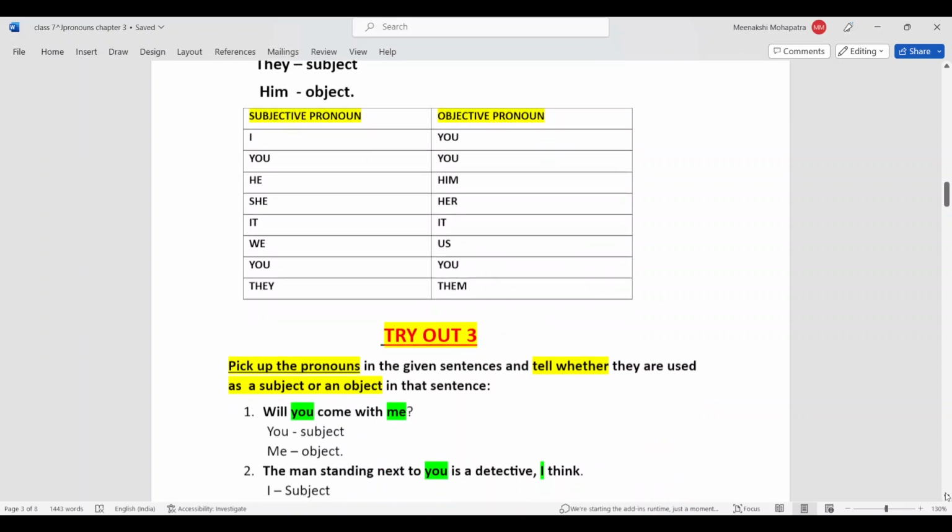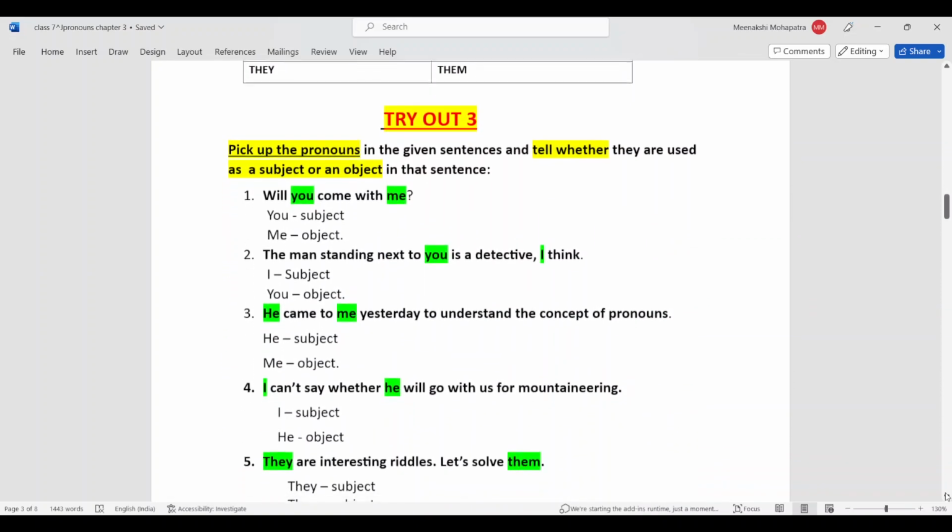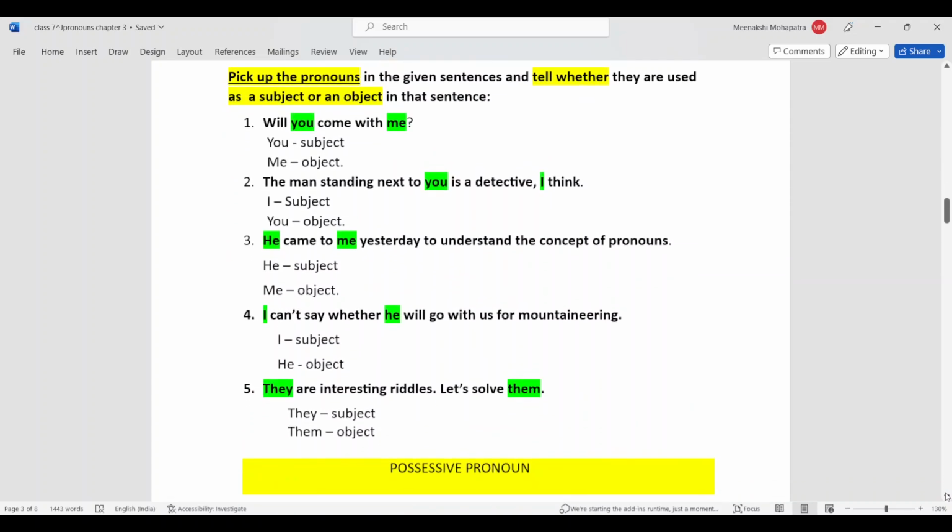Now try out three. Pick up the pronouns in the given sentences and tell whether they are used as a subject or an object in that sentence. Number one, will you come with me? Here, you is the subject, and I am asking you whether you will come with me. So, me becomes the object.